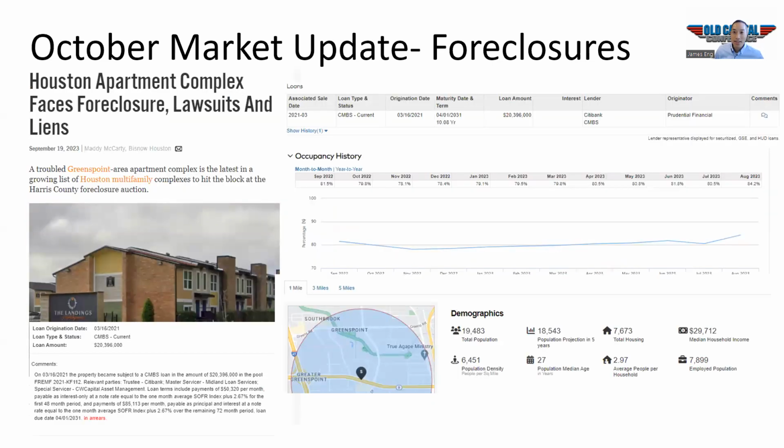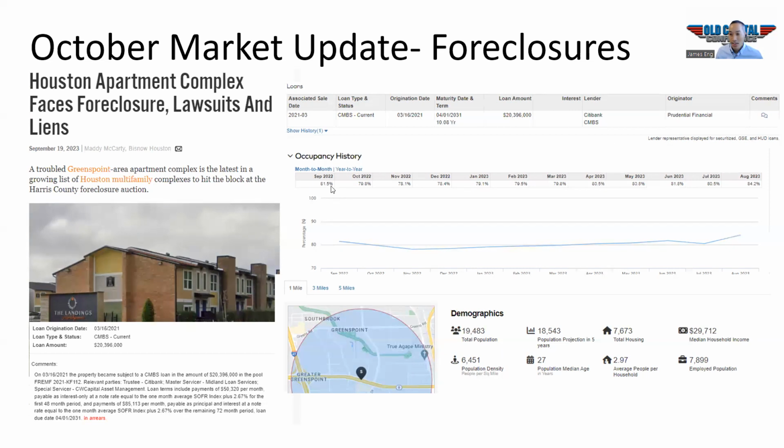All right, second one. This is also in Houston, in an area near the airport, near Intercontinental, off of 45 and Beltway 8. This one was bought in March of 2021. So this is the first one that I've seen where somebody is getting foreclosed and it is not a bridge loan. It appears to be a Freddie Mac loan, and it has a floating interest rate. SOFR plus 267 is the interest rate.